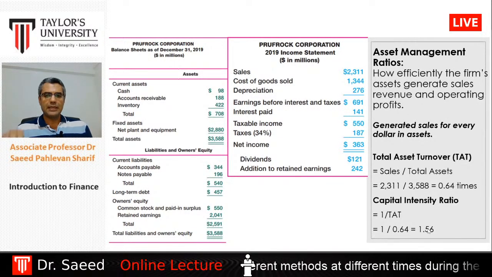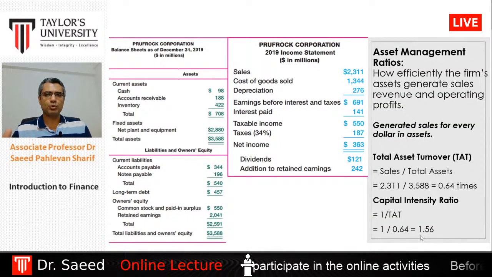And now we can compute the capital intensity ratio. We just divide 1 by total asset turnover, and we get 1.56. So what we did is we just flip this over, right? We flip this 0.64 over and we get 1.56. So it takes $1.56 in assets to create $1 in sales, right? So to create $1 in sales, we need $1.56 in assets.